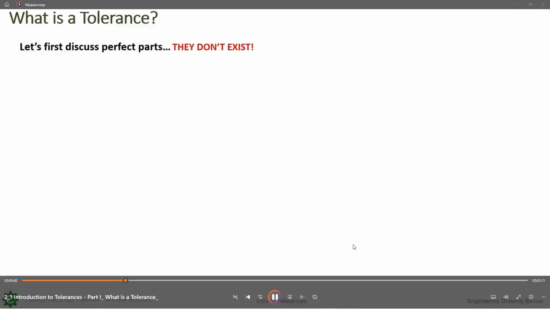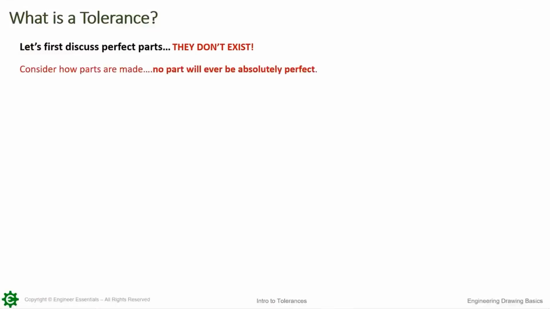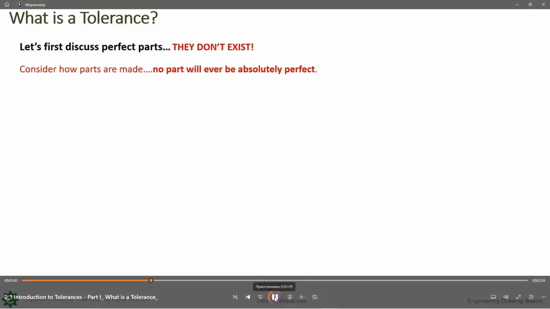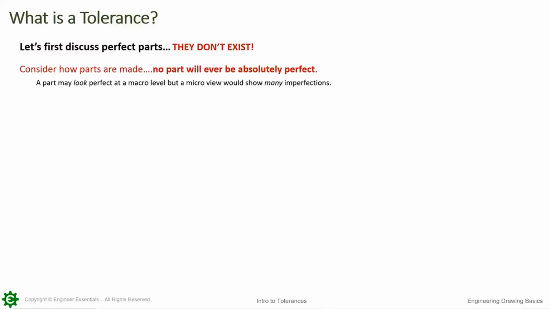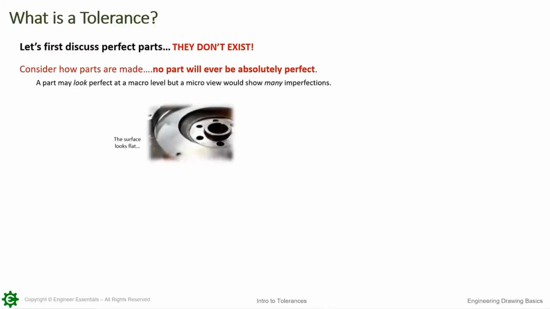They don't exist. Consider how parts are made. No part will ever be made absolutely perfect. If you have any interaction with your production or inspection process, you know this to be true. So no part will ever be absolutely perfect. It's very important. A part may look perfect at a macro level, but a micro view could show many imperfections.